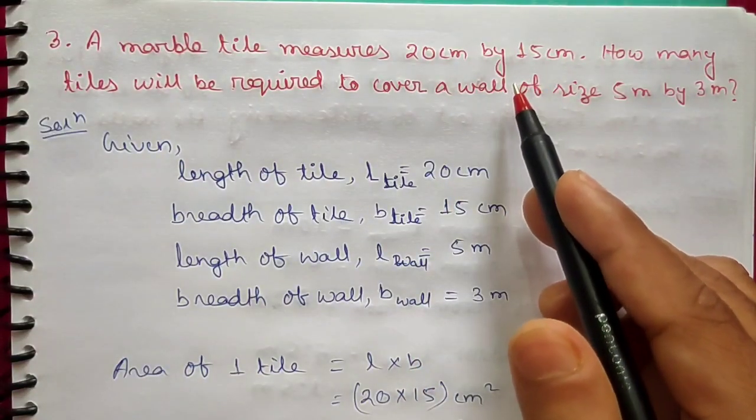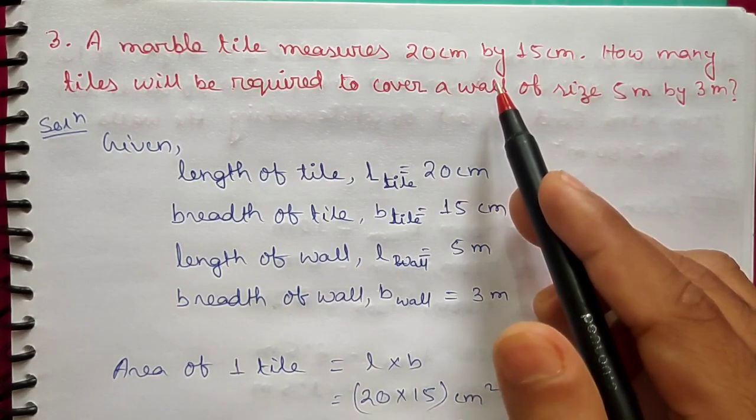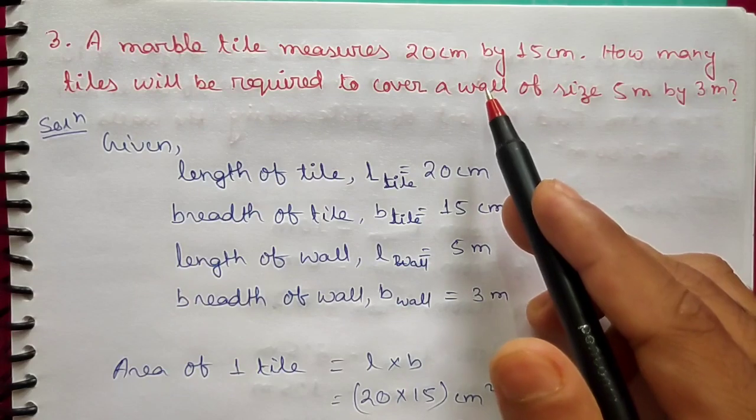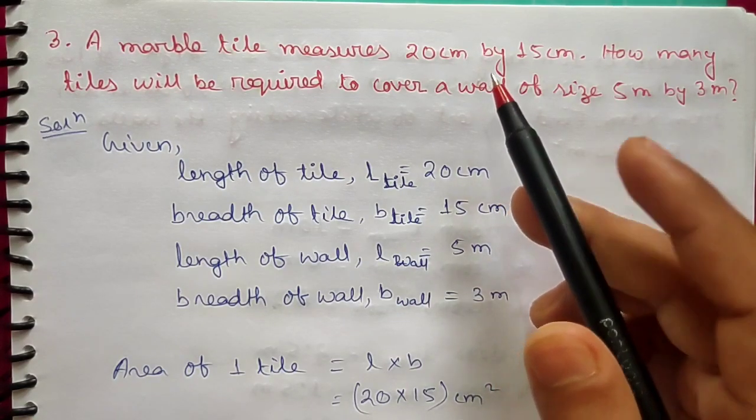So in this case, what do you have to first find? You have to first find the area of the tiles and the area of the wall. Okay. Next, what we have to do?